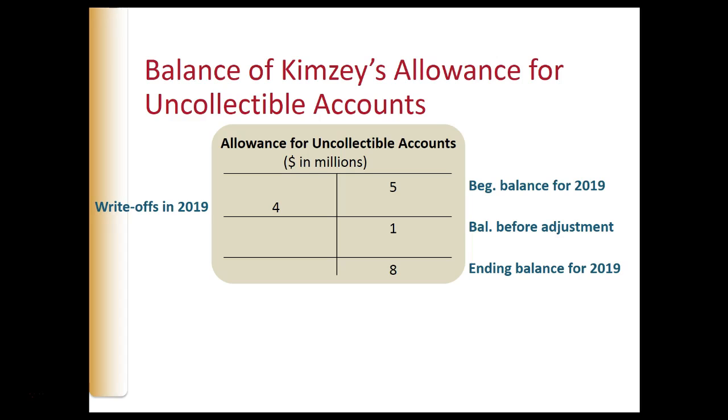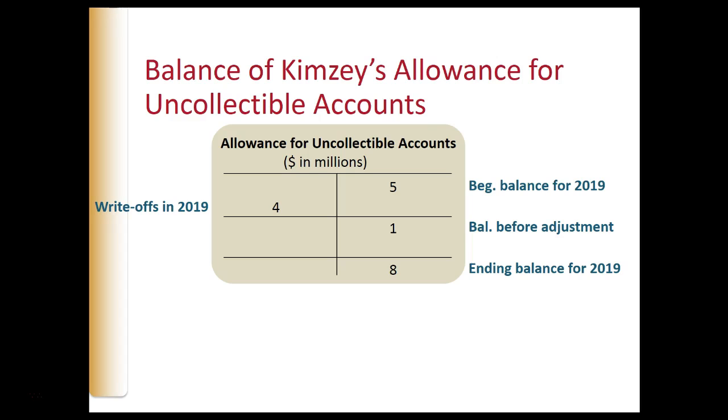Notice that the balance before the year-end adjustment in this example is a $1 million credit. A credit balance before adjustments indicates that the estimate of uncollectible accounts at the beginning of the year or the end of the previous year may have been too high. It's possible that some of the estimated uncollectible accounts have not proven bad yet. A debit balance before adjustments indicates that the estimate at the beginning of the year was too low.